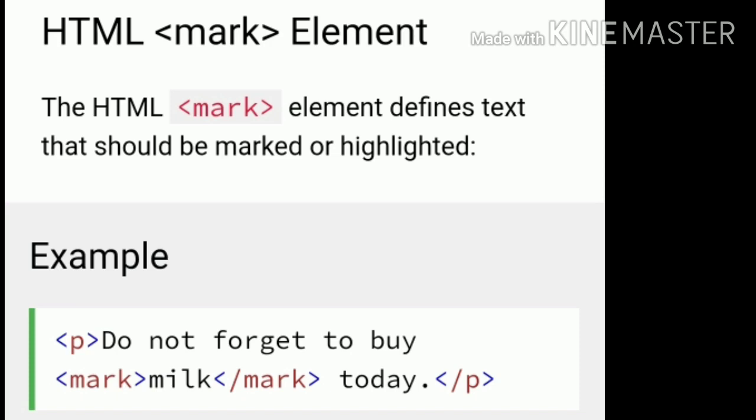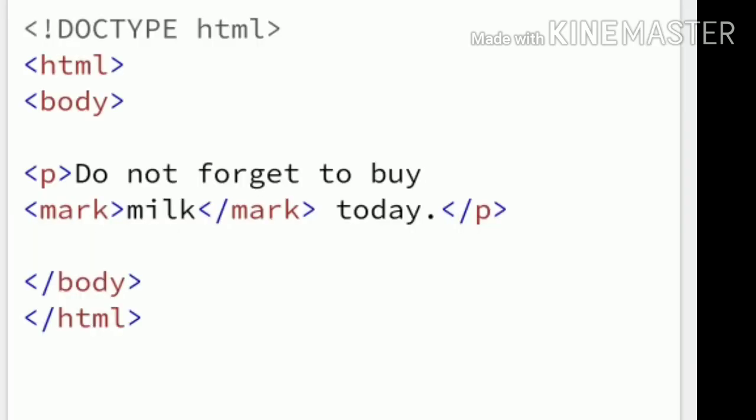Example, you can write a simple program in the same way as before. You can write some HTML code. Open the HTML, open the body tag. After that you can start a paragraph, that is a p tag. Opening p tag. Do not forget to buy. After that you can start the mark tag. Opening the mark tag, milk, closing the slash mark. After that you can write it today. After that you can close the paragraph, that is the slash p tag.